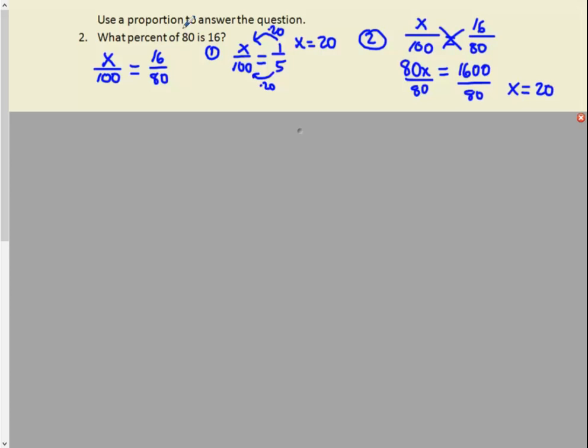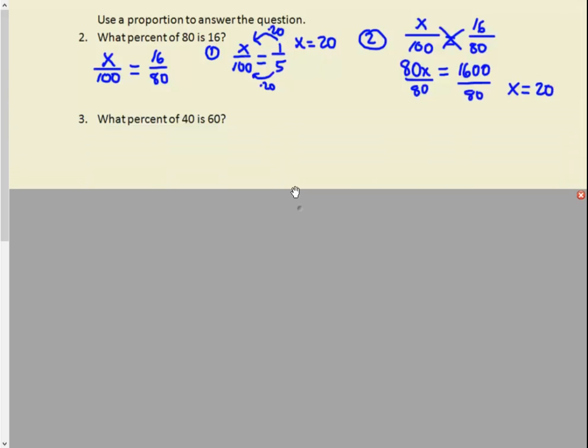And now, does that make sense? Does it make sense that 16 is 20% of 80, or in other words, 1/5? Well, yes, we already showed that 16 over 80 simplifies to 1/5, so this is correct. What percent of 40 is 60? So again, we have x over 100, because we don't know the percent, of 40, means 40 goes in the denominator, is 60.